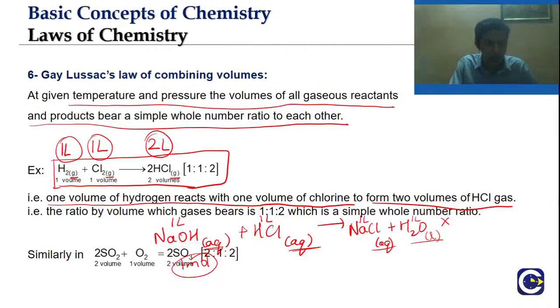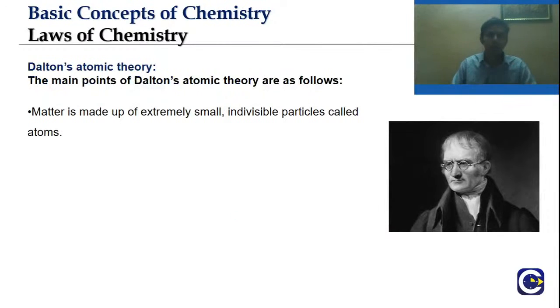Similarly, we can take the example of 2SO2 reacting with O2 to give 2SO3. Even in this case, all are gaseous. So I can say 2 volumes will react with 1 volume to give 2 volumes. So it will be in 2:1:2. Clear? These are a few of the basic laws.